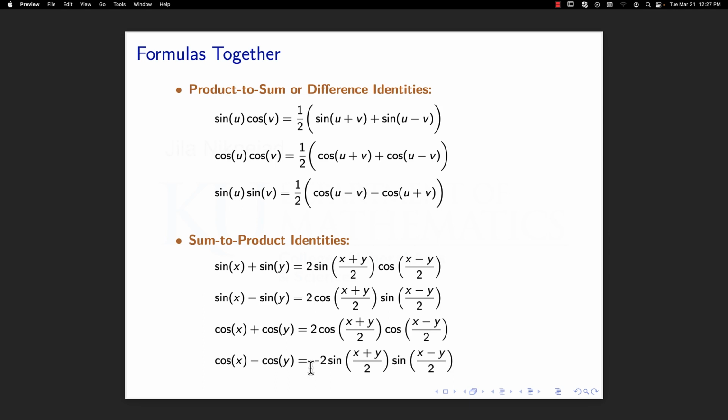That is just one of the formulas for sum to product identities. And we will have three product to sum identities as well. And we only showed one of those in this video. The rest of them are very similar. Following the notes in your book is going to help you arrive at all the other derivations.